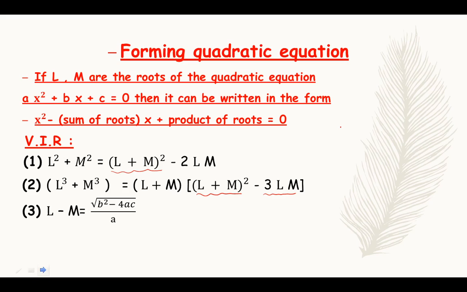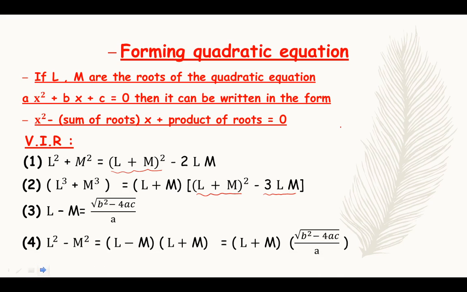or sum of two cubes exactly. Rule number 3. L minus M. If we find in the equation L minus M, the difference between the two roots, then we are going to use the rule square root of b power 2 minus 4ac over a.